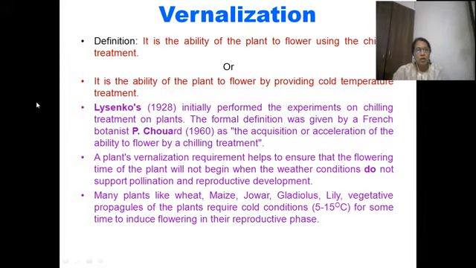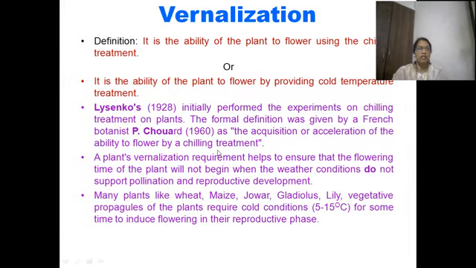Okay. So Lysenko in 1922 initially performed the experiments on chilling treatment of plants, and this definition was given by P. Chouard in 1960 as the acquisition or acceleration of the ability to flower by a chilling treatment. The main word is chilling treatment or cold treatment.